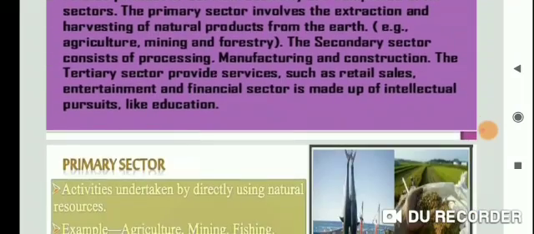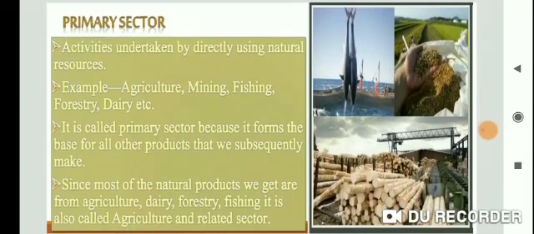Now see, students, this is the primary sector. Primary activities are directly dependent on the environment, as these refer to utilization of earth resources such as land. See in this picture, students: land, water, vegetation, building material and minerals. It does include pastoral activities. In this picture you can see fishing, forestry, agriculture, mining and quarrying. It is called the primary sector because it forms the base for all other products that are made subsequently.